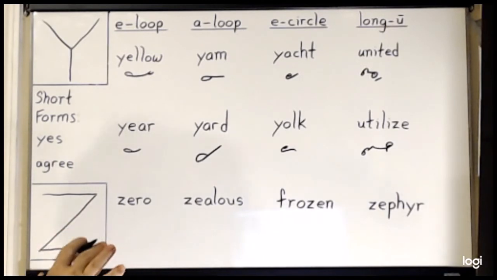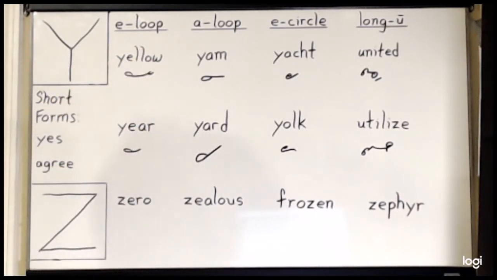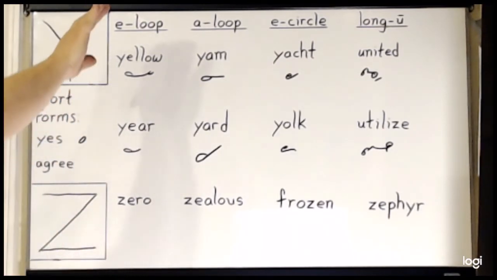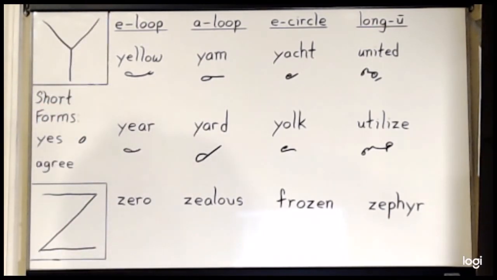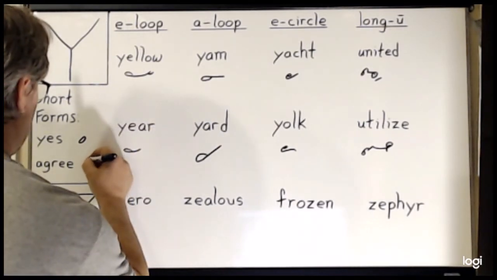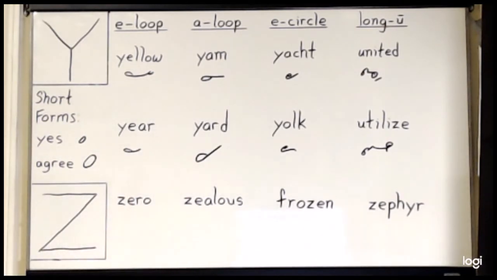And these loops, the E loop and the A loop, can also represent short forms. So if you just use the E loop and position it like this at a slanted angle, it represents the word yes. And if it's the A loop by itself, it will represent the word agree.